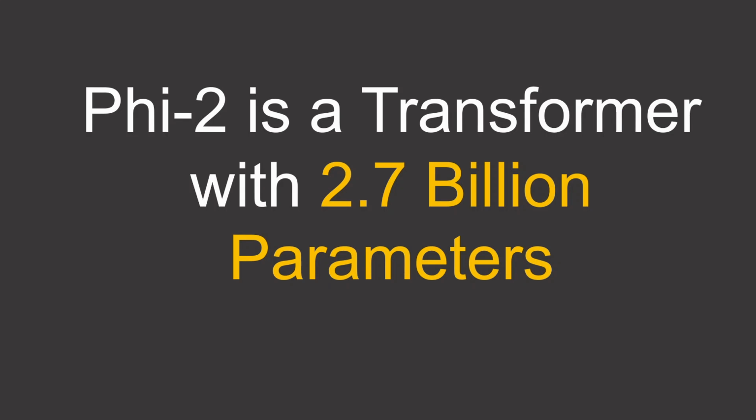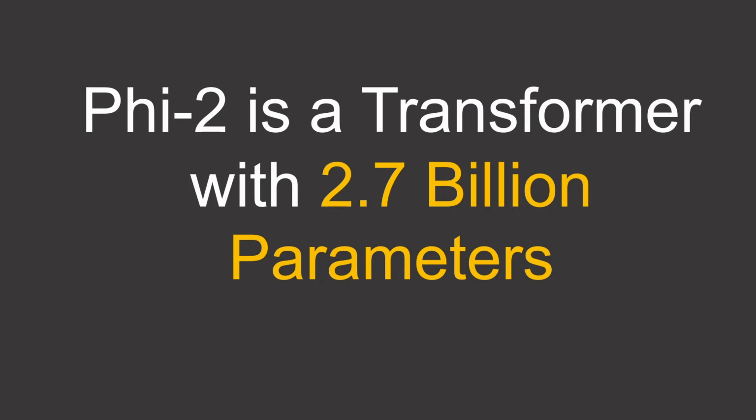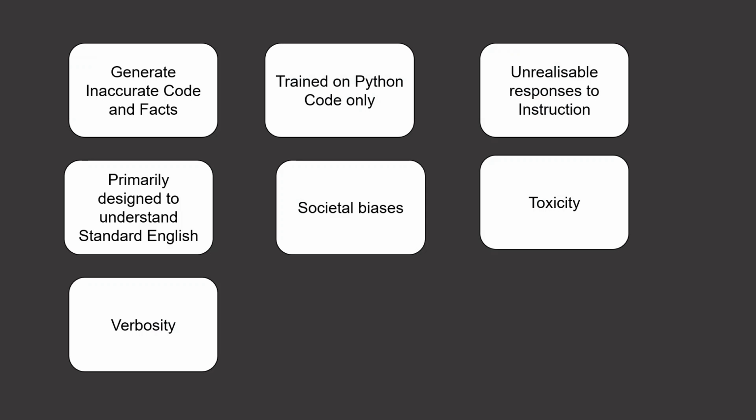PHI2 is a transformer with 2.7 billion parameters. Just to understand how small it is, we have Llama 2, which is released by Meta. You have a 7 billion parameter model size, a 13 billion model size, and a 70 billion model size. So these are quite large models compared to PHI2, which is only 2.7 billion parameters. So let's see what the limitations of PHI2 are.